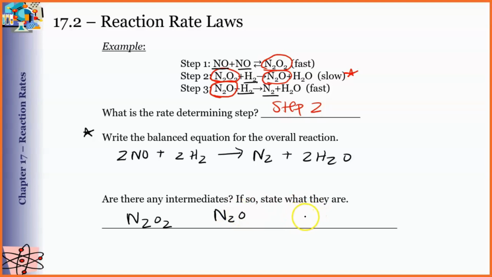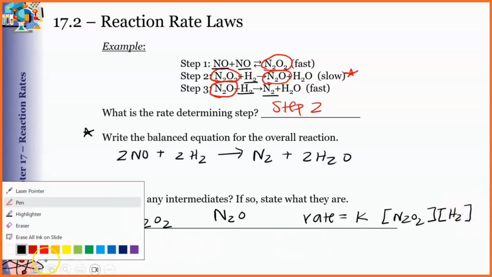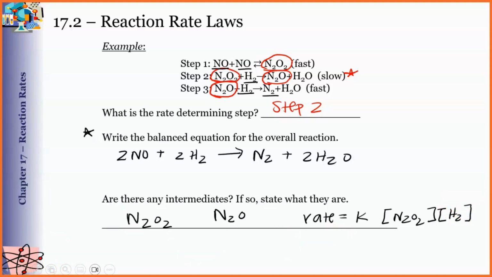I also want to try to write the rate law. That's going to be based upon the slowest step. So if I'm just looking at that, I have N2O2 and I have H2. However, one of those is an intermediate. Which of those is an intermediate? N2O2, so I'm just going to cross that off. That's not going to be part of the rate determining step because it's an intermediate. When I look at my balanced equation, I have 2 H2s, so I'm going to raise that to the second power. And here's my final rate expression.